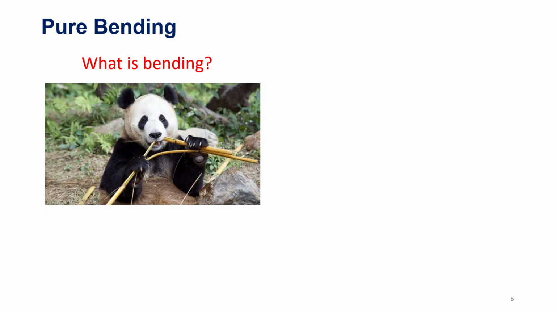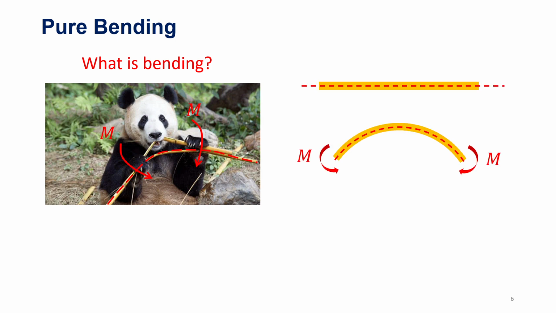So what is bending and what is pure bending? Let's see this panda. It is holding a bamboo in his hands, and the bamboo is bent to a curved shape. If we look into this bamboo, it is subject to two moments from the panda's hand. And if we build a model of this bamboo, we can see it's bending from a straight shape to a curved shape by these two moments.